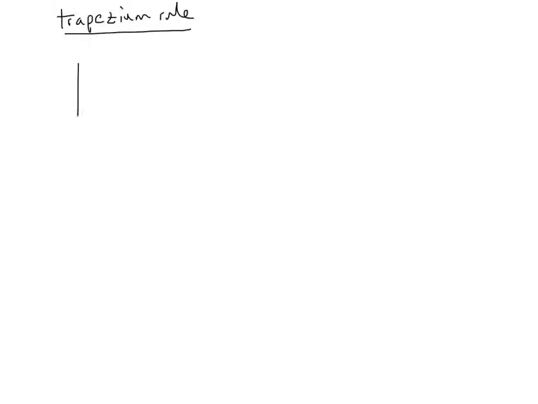So if we have a curve, say, that looks something like this, and we've got some points here, let's call them A and B. We want to work out the area between them, and it's a really complicated function. What we could do is divide this region between A and B up into strips.